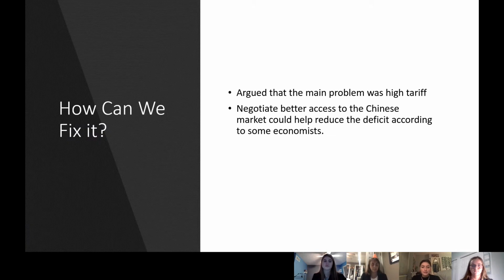Ways we can fix it: it is said that the root of the problem is high tariffs, and after Trump's idea failed, it's been argued that better access to the Chinese market can help reduce the deficit, according to some economists.